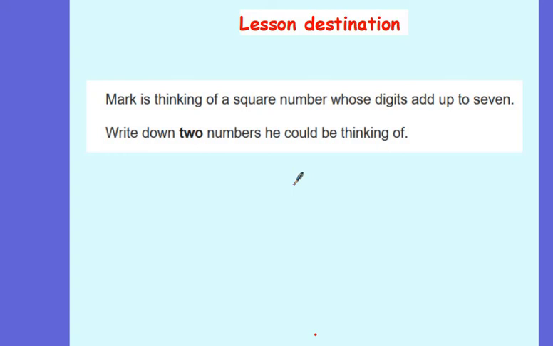Okay, so numbers you could have come up with. You could have come up with 16, as that's 4 times 4, and 1 plus 6 gives me 7. You could have also come up with 25, which is 5 times 5, and 5 plus 2 gives me 7.